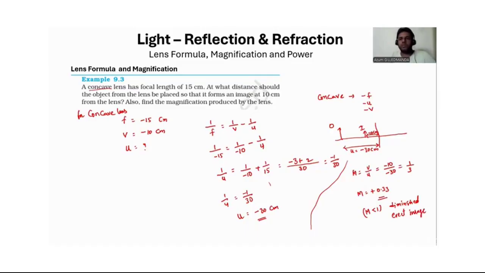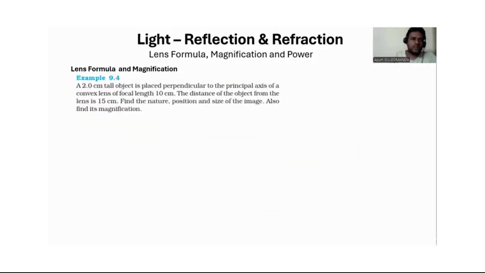So these type of problems are very important. They are very easy if you understand the sign conventions. The formula is very simple: 1 by f equal to 1 by v minus 1 by u. For concave lens, just remember it as a thumb rule: f, u, and v all are minus. Understood? Right. Let's do one problem on convex lens also.